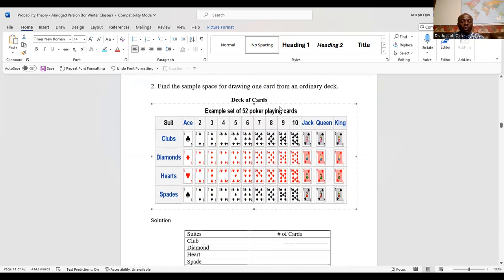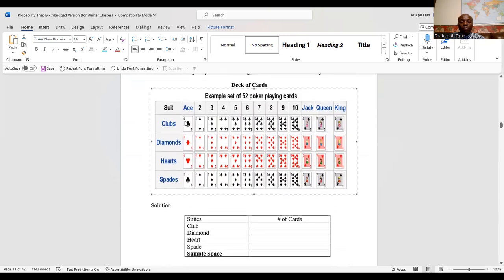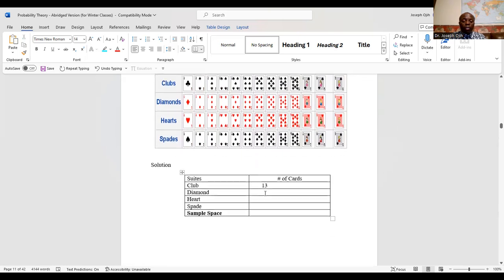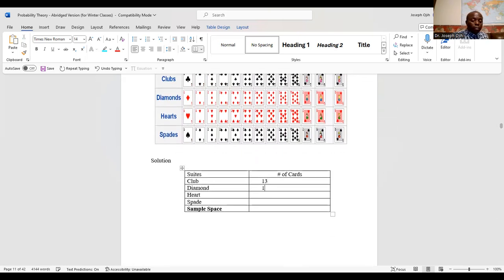In this case, look, this is an ordinary deck of cards. It has 4 suits, which are clubs, diamonds, hearts, and spades. Clubs, how many clubs do you have? 1, 2, 3, 4, 5, 6, 7, 8, 9, 10, 11, 12, 13 of them. Diamond is also 13. Heart is also 13. Spade is also 13.